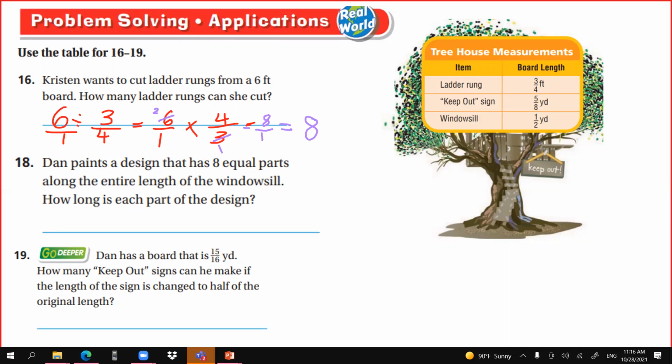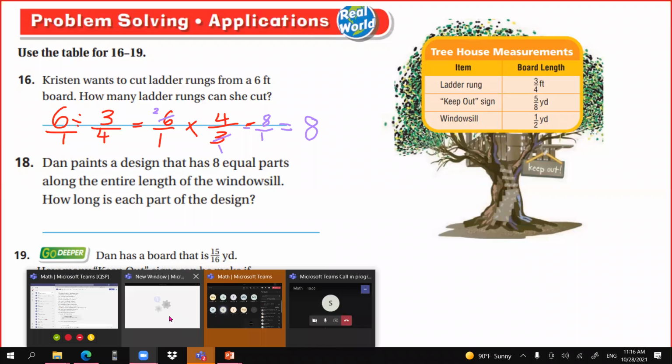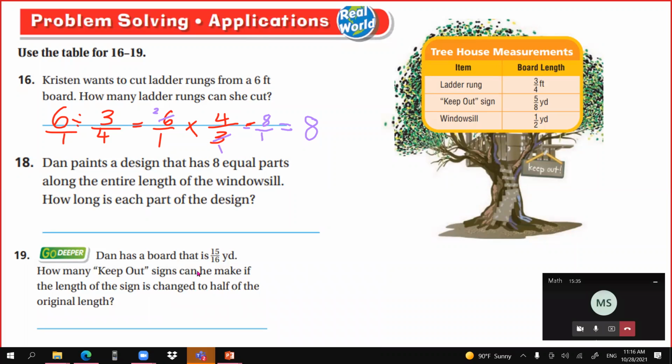Thank you. Now, number 18. Here, what do we have? Yes, Malak. Here, what do we have? We have Dan. Dan paints a design that has 8 equal parts along the entire length of the window sill. How long is each part of the design?